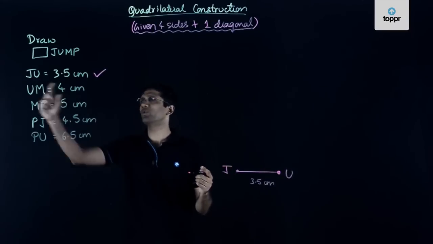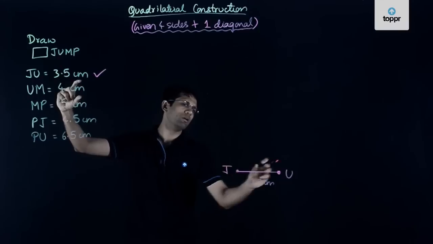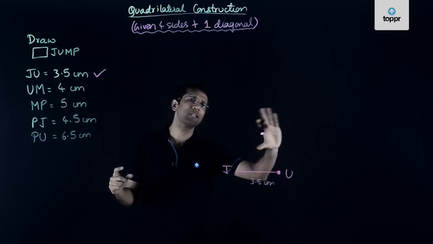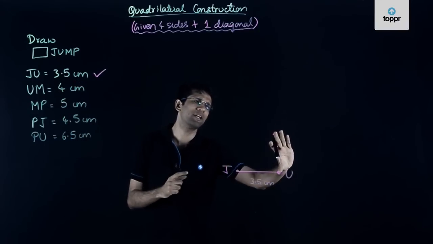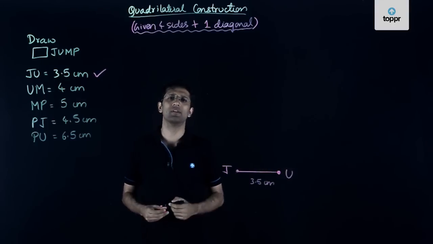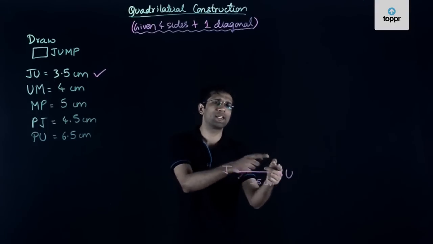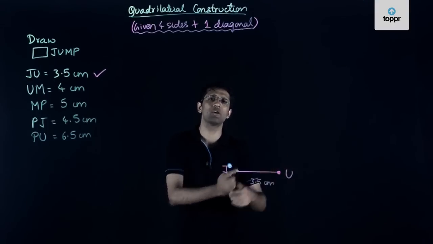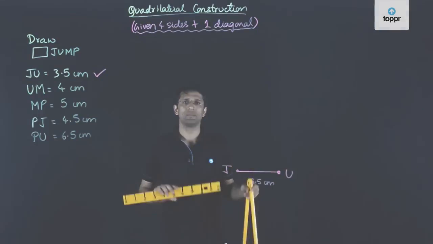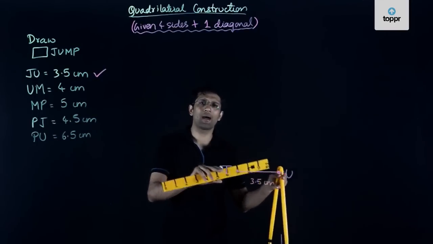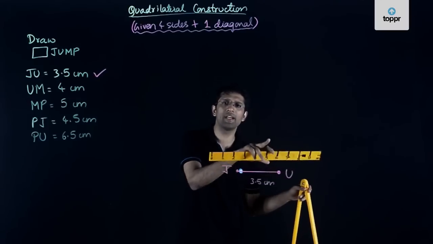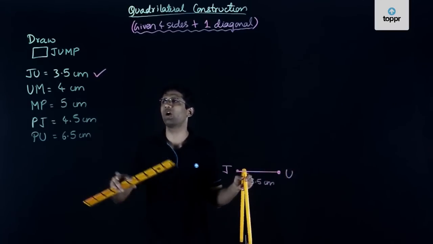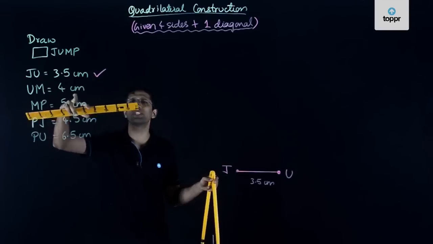And so because UM is 4 centimeters long, the point M will be somewhere on the arc drawn with U as the center and radius 4 centimeters. So we now have to take U as the center and draw an arc of radius 4 centimeters. So let's do that. We have to draw an arc with U as the center and radius equal to 4 centimeters. This is because this distance UM is 4 centimeters.